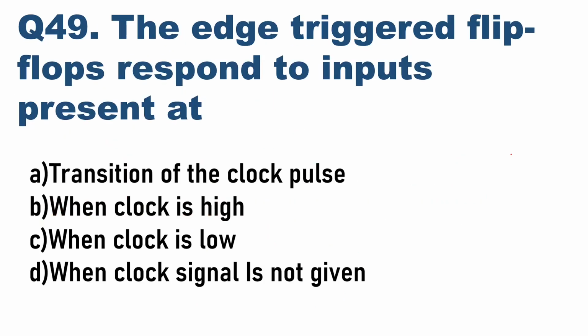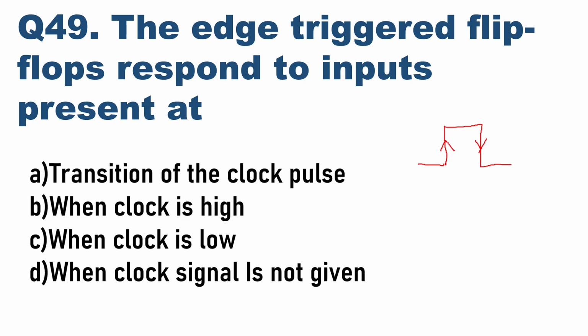The edge triggered flip-flops respond to the inputs present at a transition of the clock pulse, not when clock is high, not when clock is low, and not when clock signal is not given. When we speak about edge triggered, we can take a reference of a clock pulse. This is a clock pulse. If the edges are going to trigger the flip-flop, then we'll be having two edges. This is the leading edge and this is the falling edge.